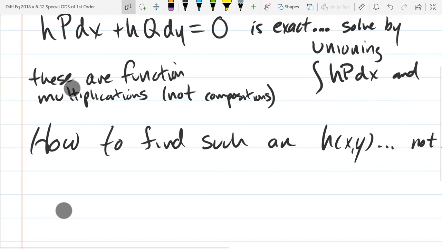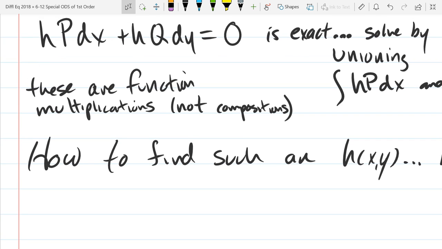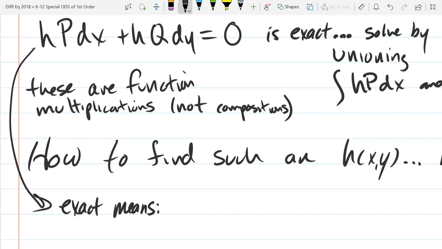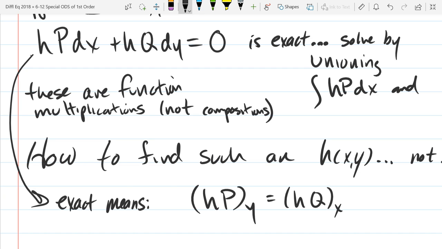The only thing I really assumed is that it was exact. So I'm going to write the definition of exact down. That ODE on the top of the board, hp dx plus hq dy, is exact. So what does it mean for this to be exact? The union will be the solution, but just the definition of exact: it always equals zero and not some random constant. How do we detect if it was exact? Basically, P_y equals Q_x. So it's a little different now. I have to write the derivative of hp with respect to y equals the derivative of hq with respect to x. That's how we determine if it is exact. I assumed it was exact, so this is the property it would have to have.